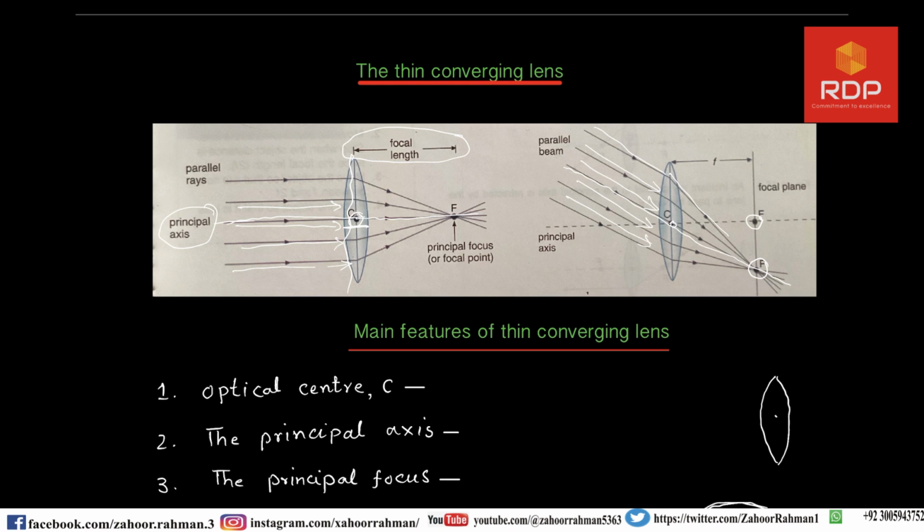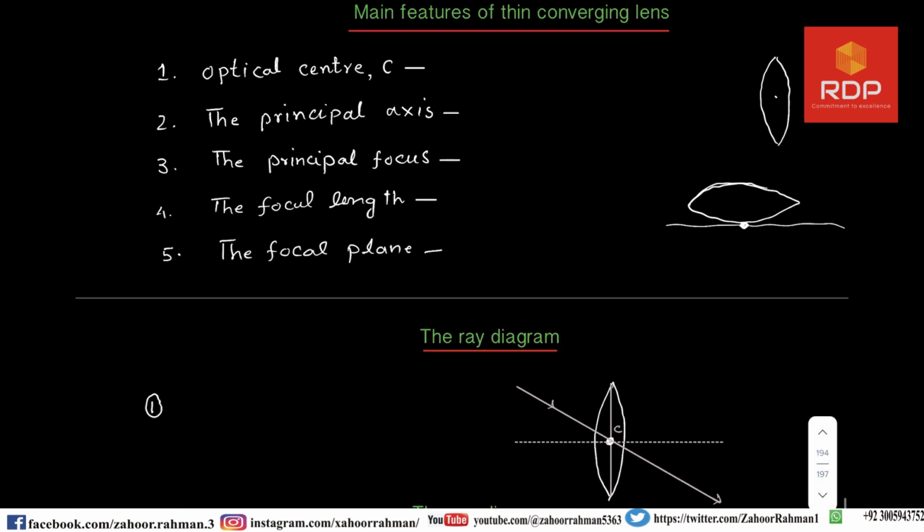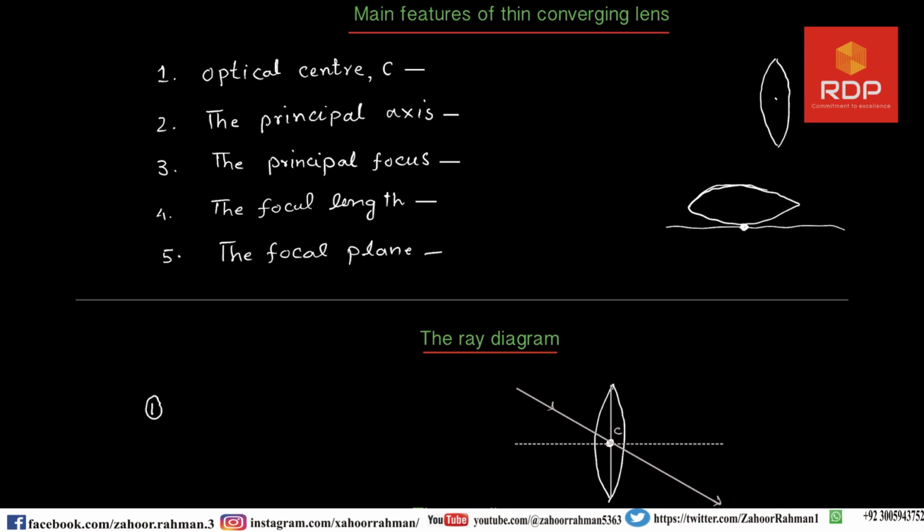So that is also P, and that is called principal axis. Proper definition we will do in a moment, and let's do it. The second one is the principal axis. I told you what is the principal axis, but let us define it formally. This is the line passing symmetrically through the optical center of the lens.